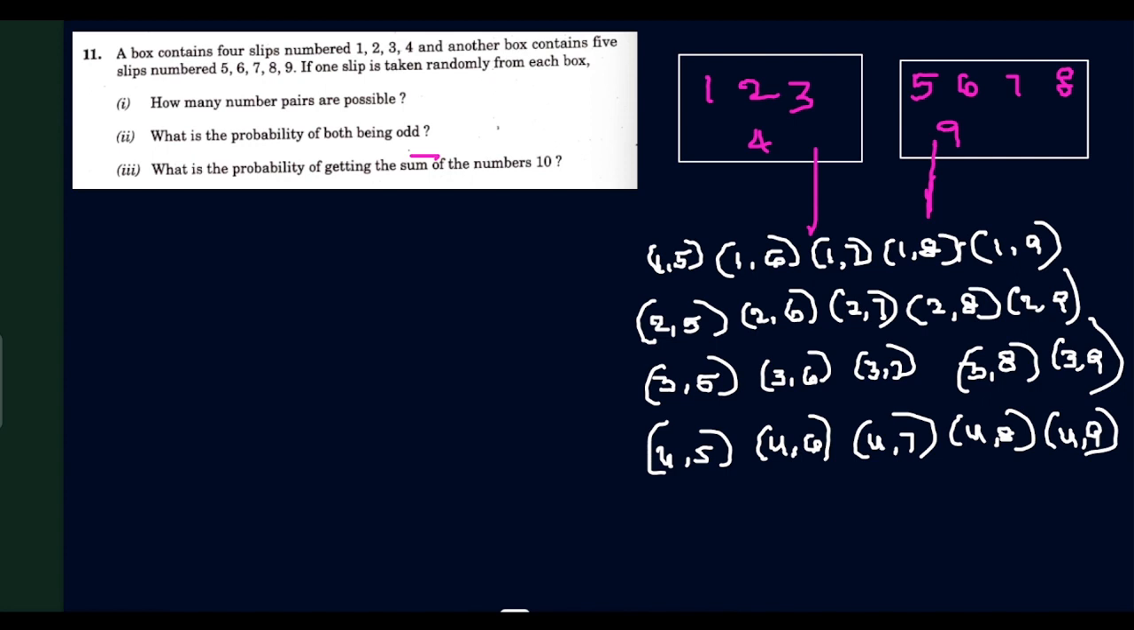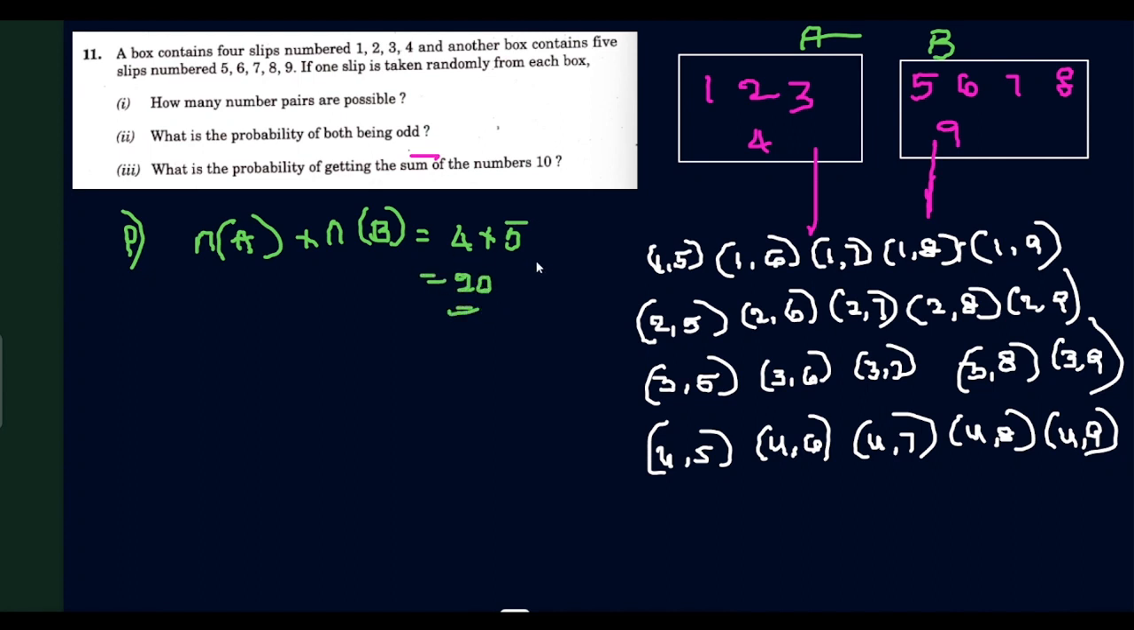But here in the first question, he only asked the number, right? How many possibilities we have. So that is nothing but, say it is A and it is B, number of terms in A into number of terms in B. So that is nothing but 4 into 5. So simply it is 20. If you count all these pairs again, you'll get 20.